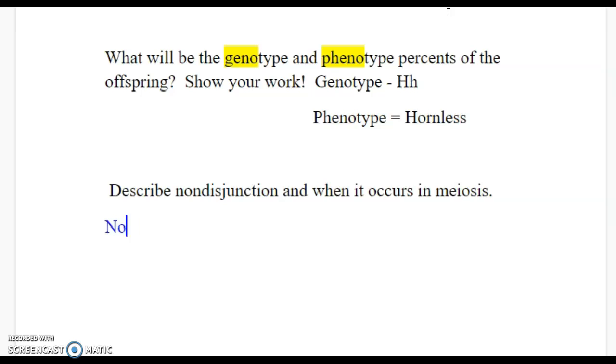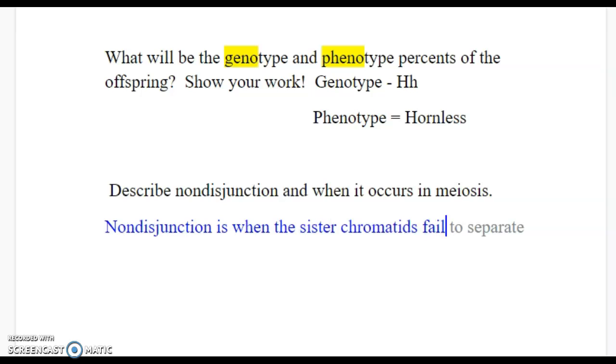So nondisjunction is when the sister chromatids fail to separate appropriately during anaphase 2 of meiosis. Okay. So that's when you have the little X's and you're at metaphase, lined up down the middle, single file during metaphase 2. We've already separated our homologous chromosome pairs.